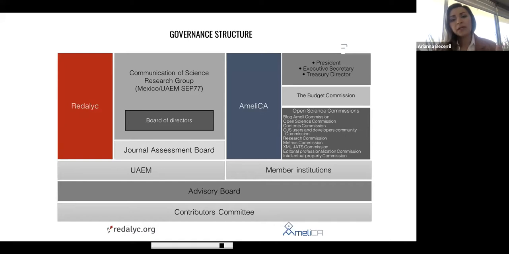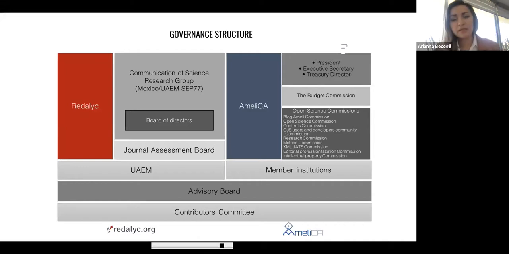But in fact, they are different in terms of their nature, since Redalic is part of the university as a research project. It started as a research project and now has been evolving within the university. So it is more focused on and embedded in the university procedures as a research project, which is good the majority of the times, because we can secure the non-commercial nature of this platform, for example.